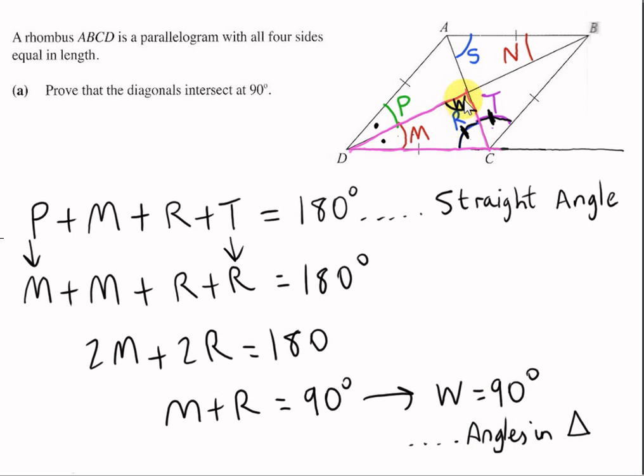So if W is 90 degrees, of course, it means that this diagonal is perpendicular to this diagonal. If this is 90, of course, the one next to it is 90. All four angles formed are 90 degrees.